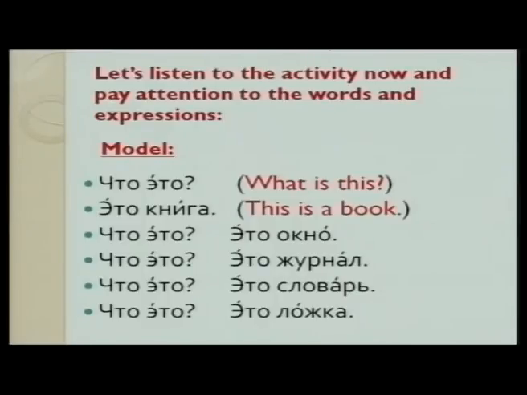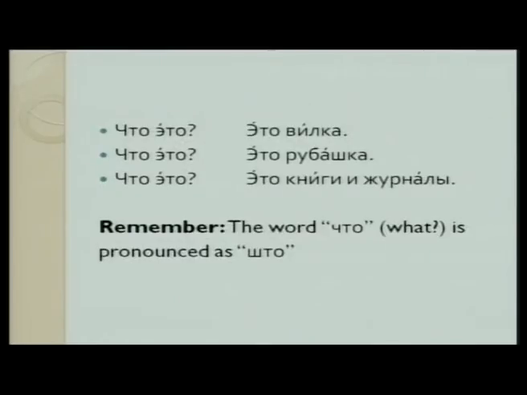Here you can see that many new Russian words are being used for understanding, like whenever you are asking what is this, you can say что это, the answer would be это, then the name of the object or thing you want to say. Let's learn a few more such expressions. Что это? Это вилка. Что это? Это рубашка. Что это? Это книги и журналы.